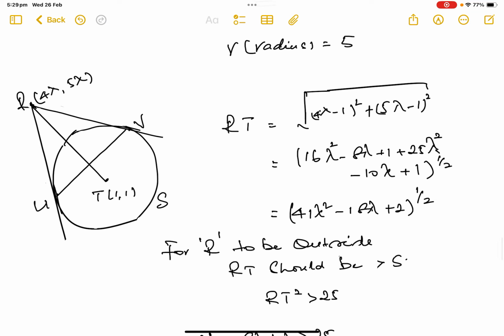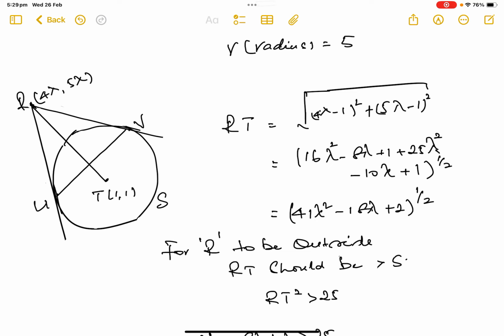So we put in another little sketch. Okay, so it's a circle. R is outside, 4 lambda, 5 lambda, and the tangents to the circle are RU and RV. Let's deal with that later. R is outside, but we need to prove R is outside for lambda greater than 1. R is just taken as outside, but we need to prove it. So how do we prove it? RT is the distance from the center to that point. And if RT is greater than the radius of the circle, then job done.